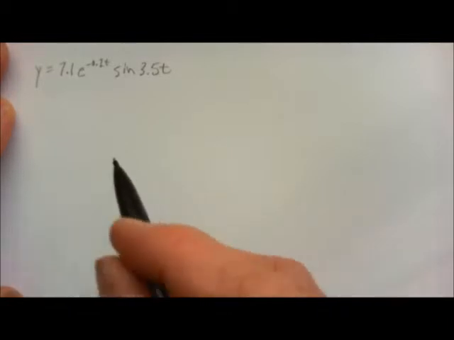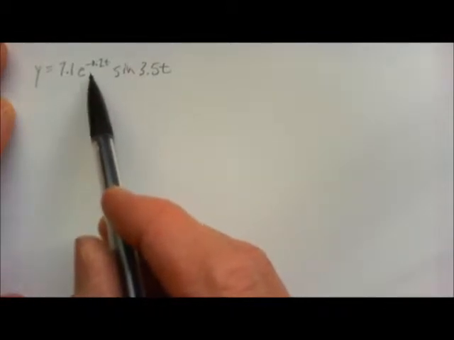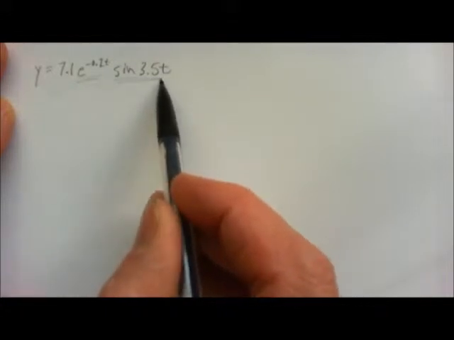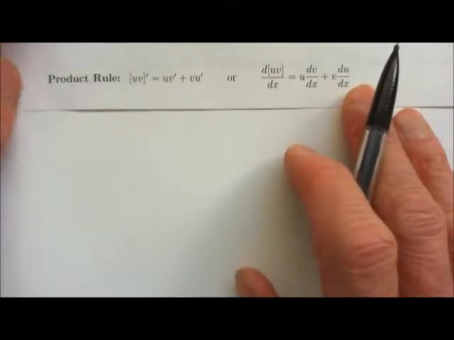decreasing. Now, when we go to take the derivative of this, what makes this function a little unusual compared to what we have been doing is it's actually the product of two functions. We have an exponential function here and a trig function here. So to do the derivative of something like that, we need to use our product rule. And here's the formula sheet showing the product rule.